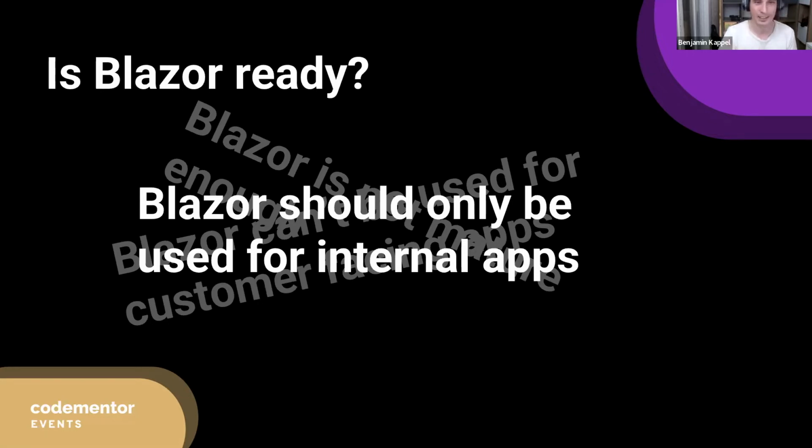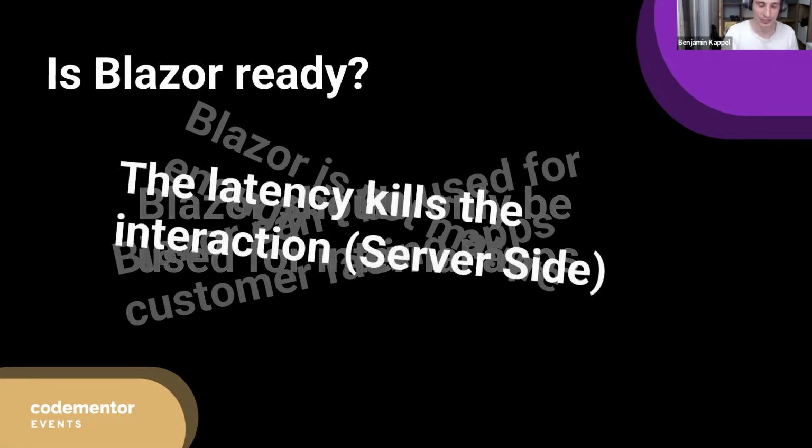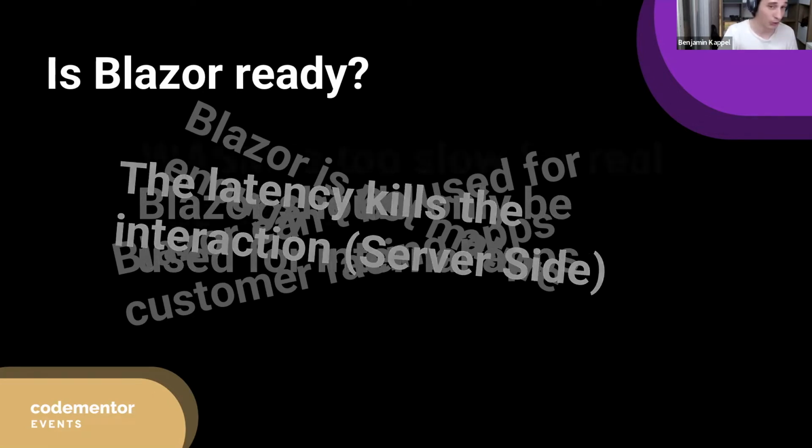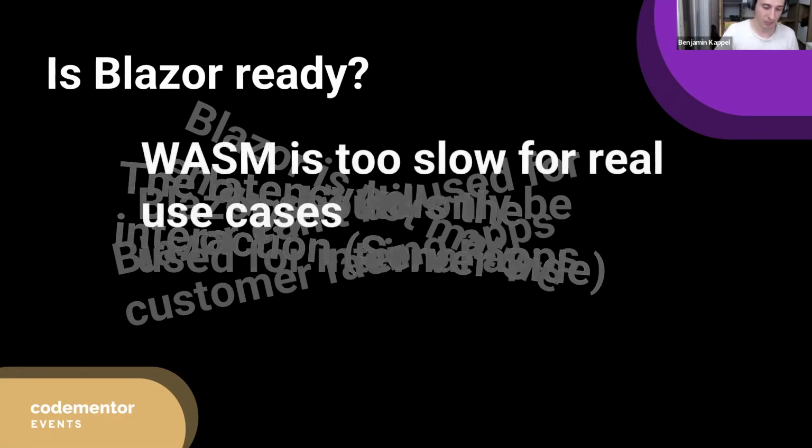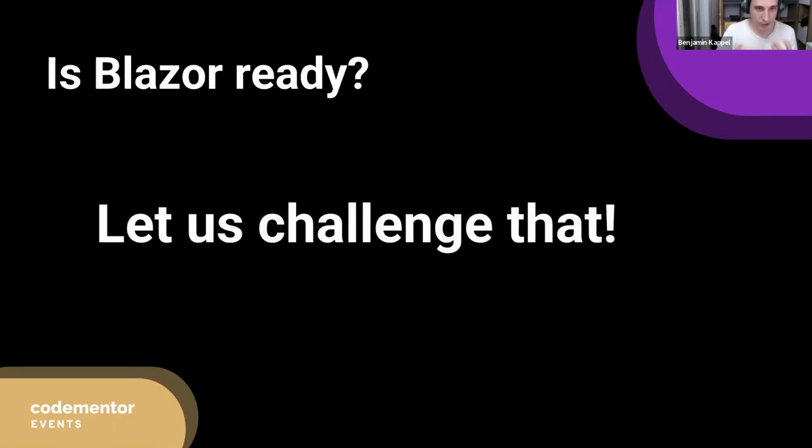And also we see claims like the latency in Blazor Server-side kills the interaction, whatever interaction and killing mean in this context. Or also one of my favorites, WASM, which runs entirely in a browser, is too slow for real use cases. The question again is, what does too slow mean, and what are real use cases? So for today, I would like us to challenge these assumptions. I would like to see if they are true, or to what extent they are true.